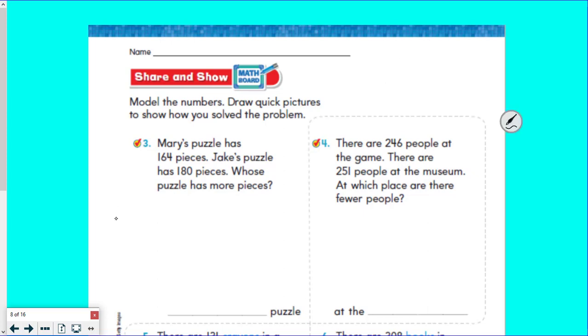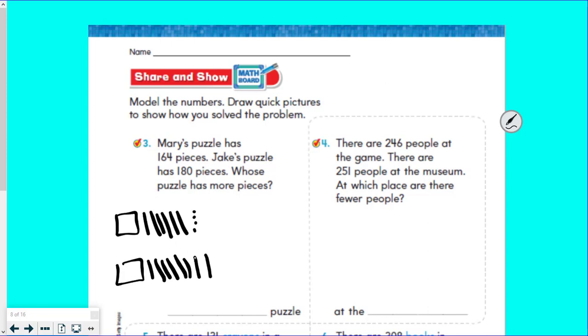So Mary's puzzle has 164 pieces. 10, 20, 30, 40, 50, 60. 1, 2, 3, 4. And then Jake's puzzle has 180 pieces. 100, 10, 20, 30, 40, 50, 60, 70, 80. No ones. Whose puzzle has more pieces? Well, I can see the hundreds are the same. There's less tens here and more tens there. So that means this one has more pieces. So Jake's puzzle. And we're going to copy his name from right up above.